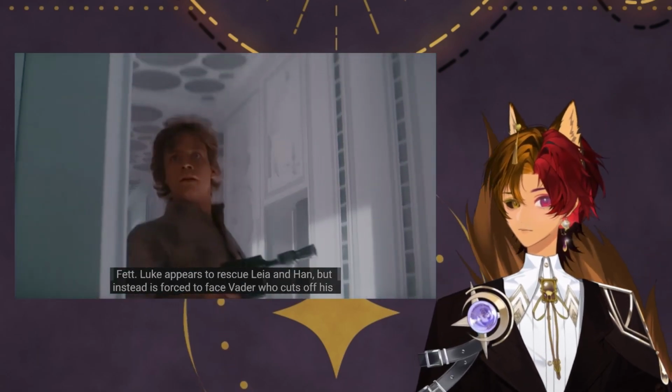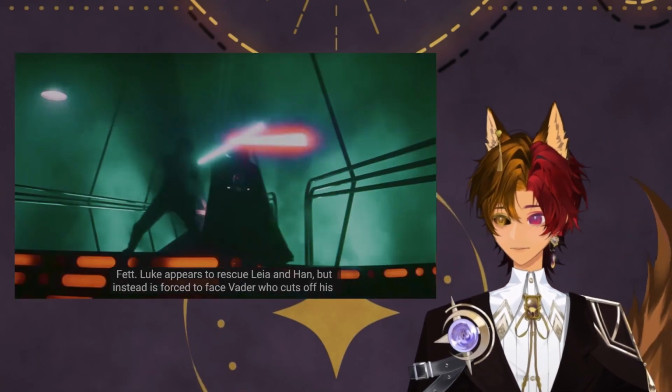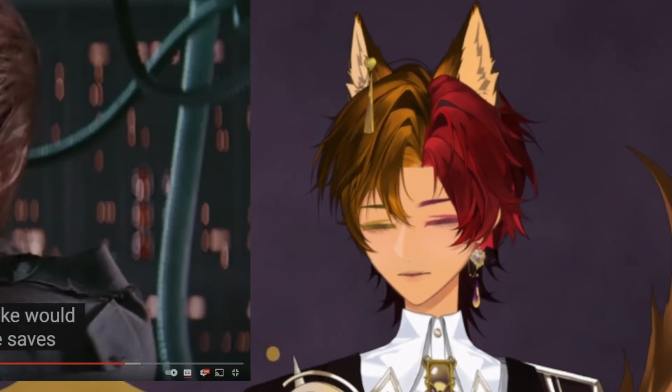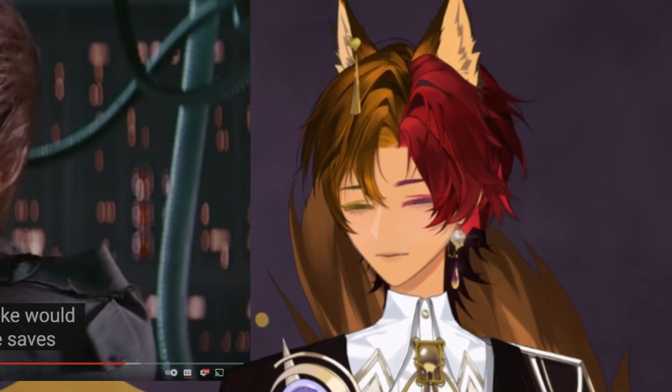Luke appears to rescue Leia and Han, but is instead forced to face Vader, who cuts off his hand and reveals that he is his father. Luke would... I am your father.